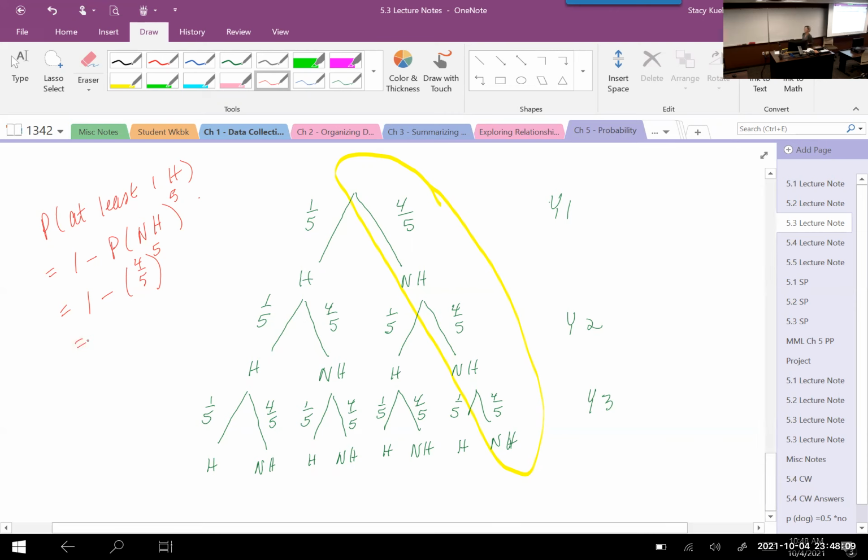So how do I find this out in my calculator? Well, the first thing, what's the order of operations here? Exponents, right? Exponents. So I'm going to take 4/5 and I am going to raise it to the 5th power. So 4 divided by 5 raised to the 5th power. And then I'm going to subtract that number from 1. So make sure that you can get 0.672.